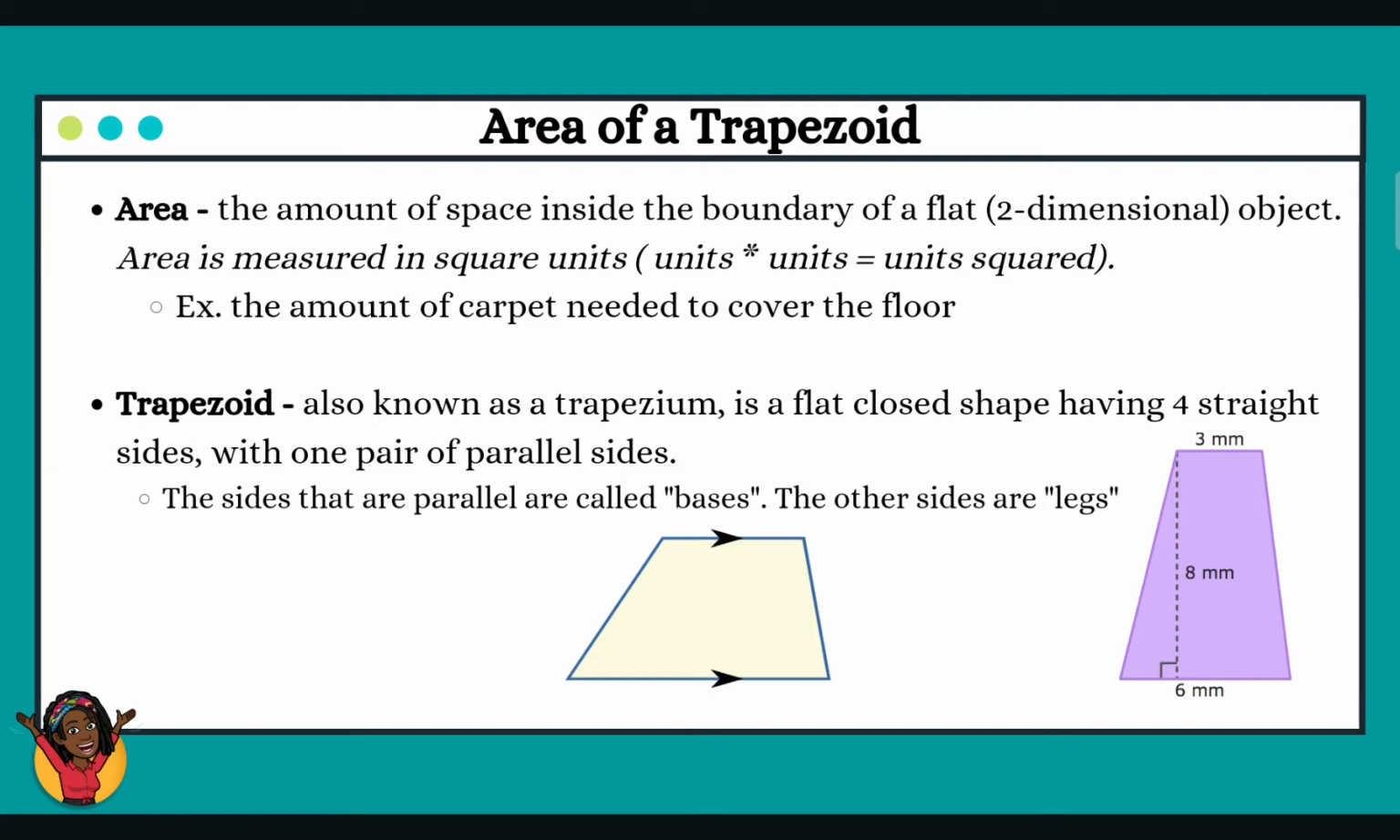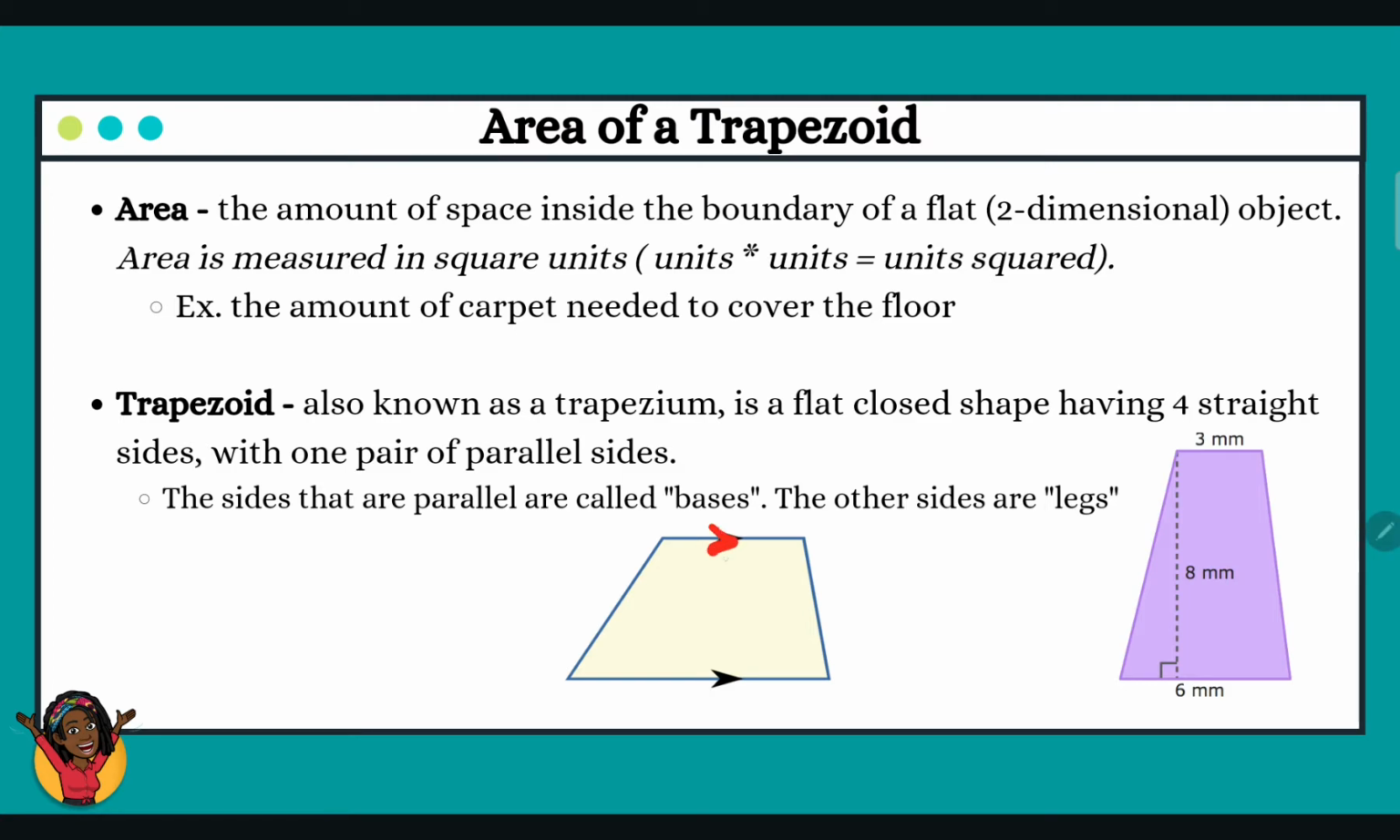Area is the amount of space inside the boundary of a flat two-dimensional object. Area is measured in squared units. A trapezoid, also known as a trapezium, is a flat closed shape having four straight sides with one pair of parallel sides. The sides that are parallel are called bases. The other sides are legs.